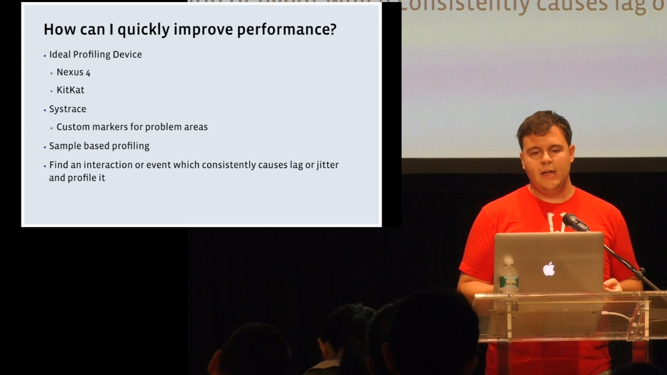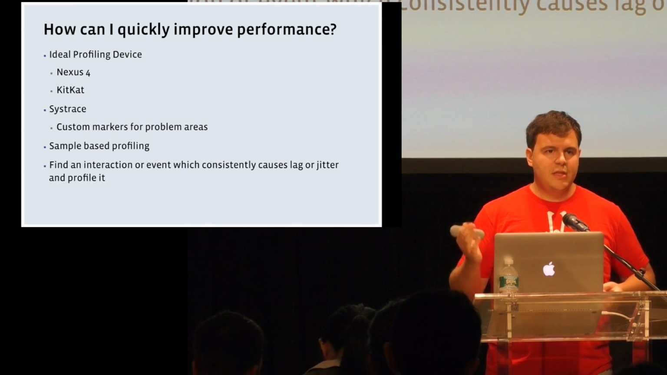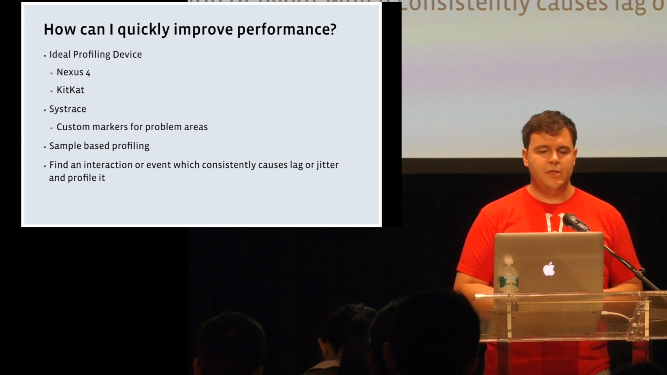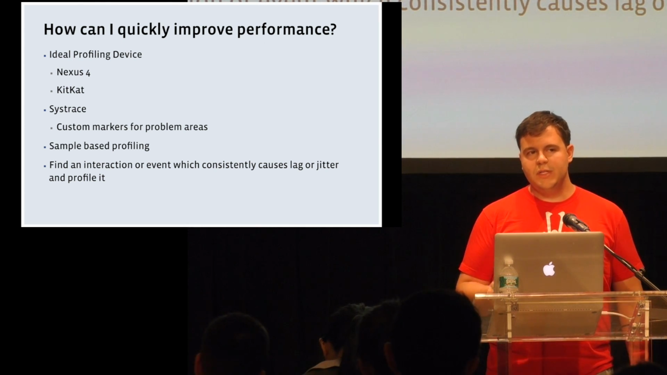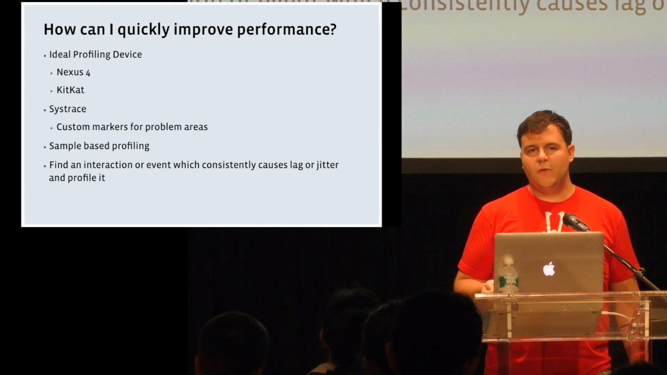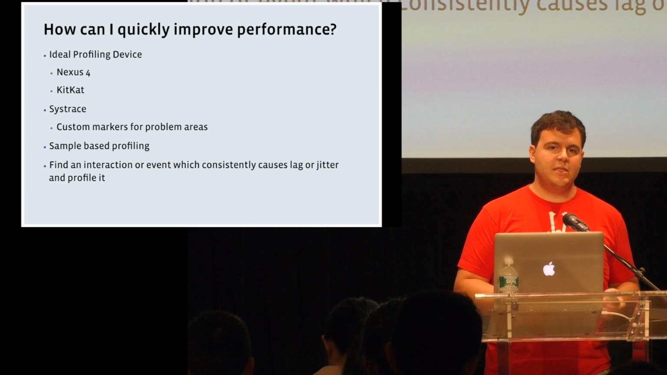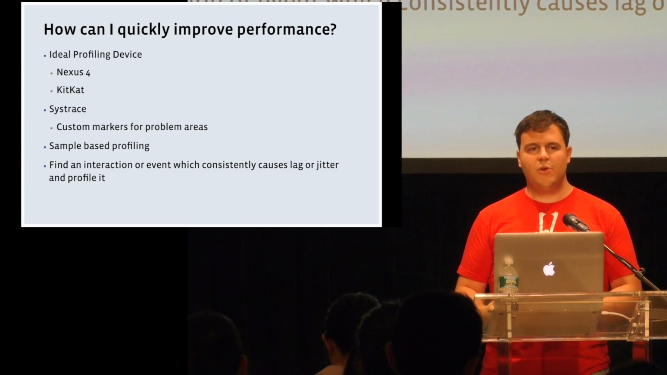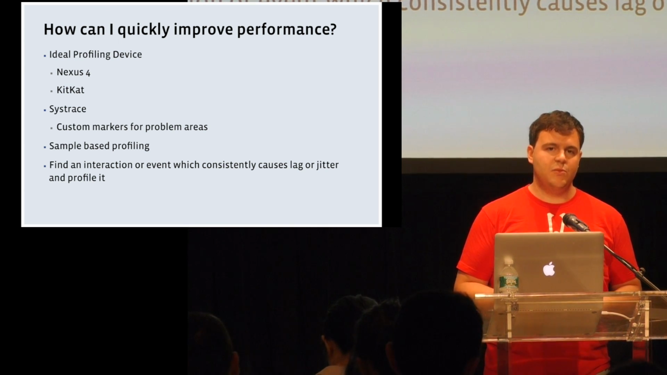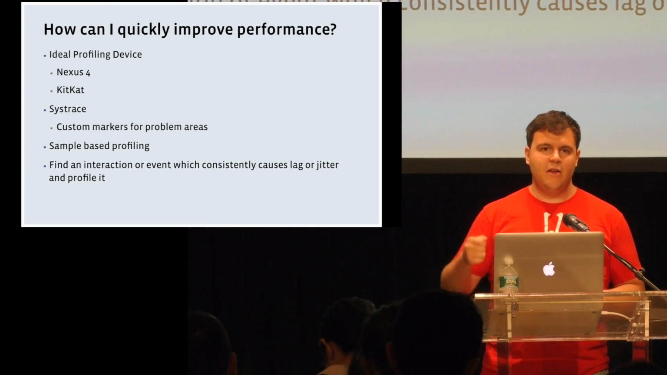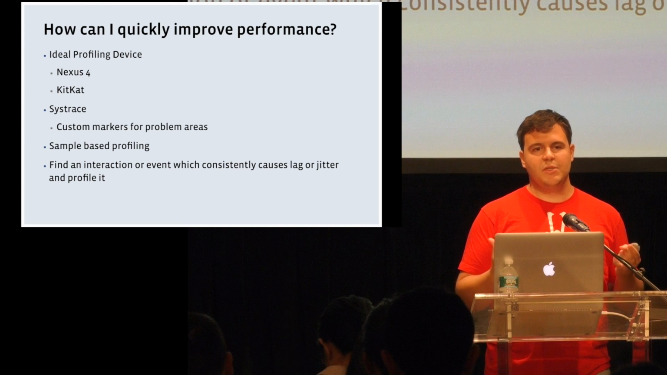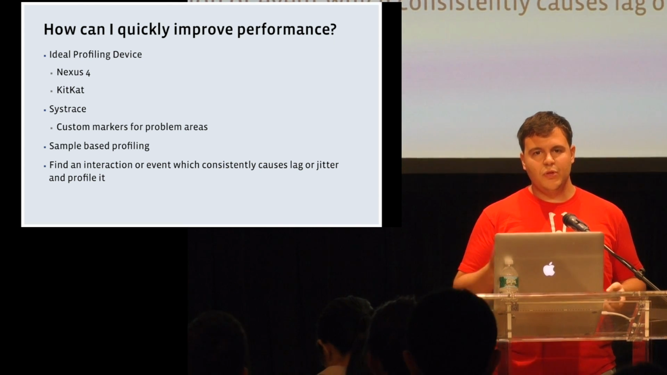And how you find that, well, I would say that the ideal profiling device right now is probably a Nexus 4. The reason for the Nexus 4 is that the Nexus 4 is pretty old at this point, and it's going to show some of those performance problems that users on low-end devices will see, much more than a Nexus 5 or any of the newer devices will show.